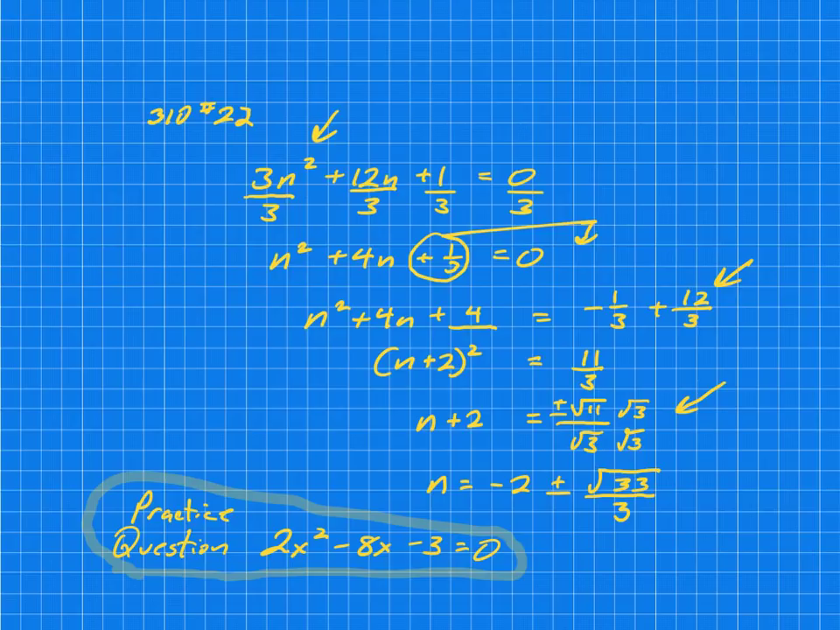Okay, hope that went all right for you. The final answer is going to be 2 plus or minus the square root of 22 over 2. I'll write that down for you.